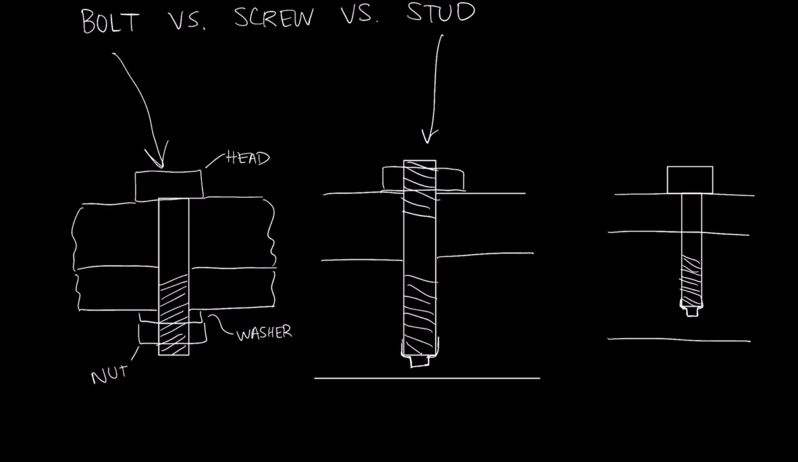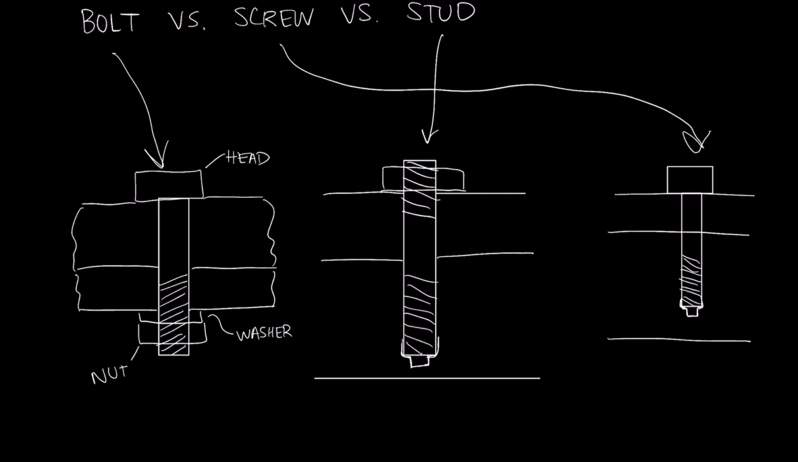And then finally we have a screw, which is this one on the end. It is the same as a bolt, except that it is intended to be threaded into a tapped hole instead of using a nut to secure the other end. Okay, so those are the types of threaded fasteners we might have.